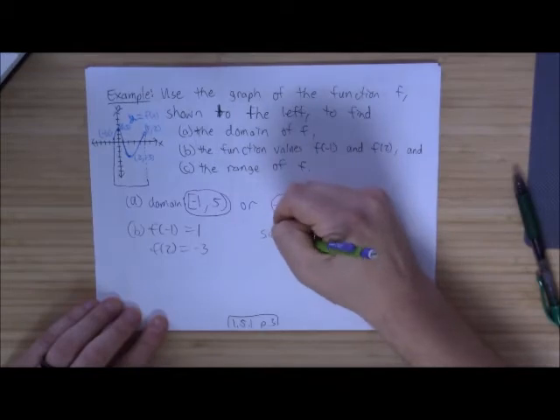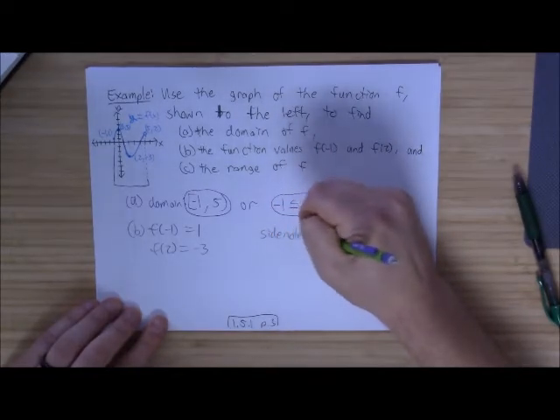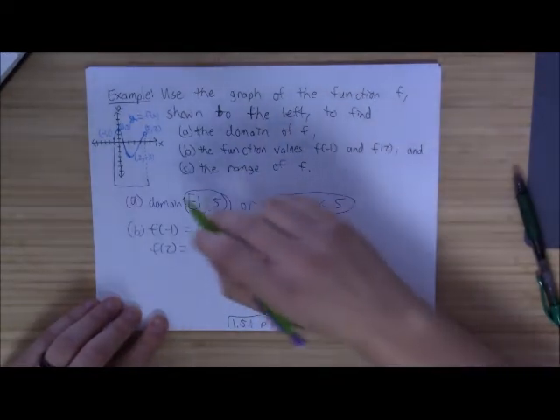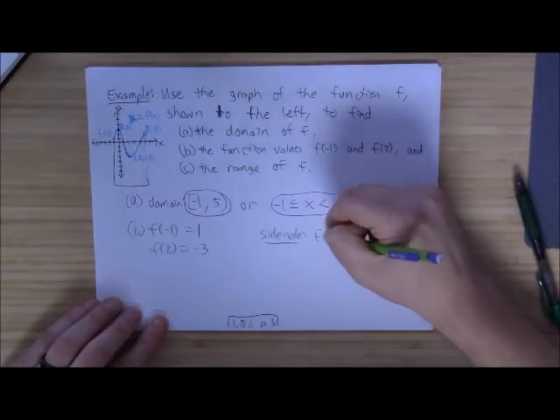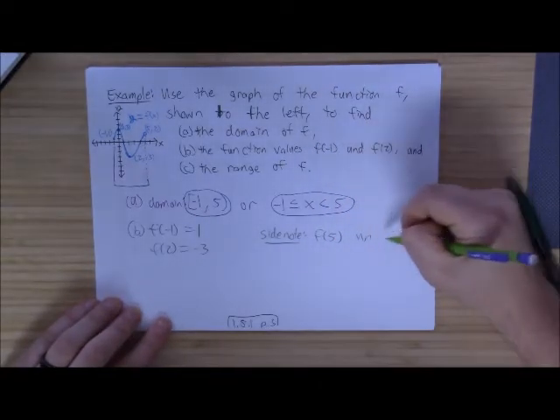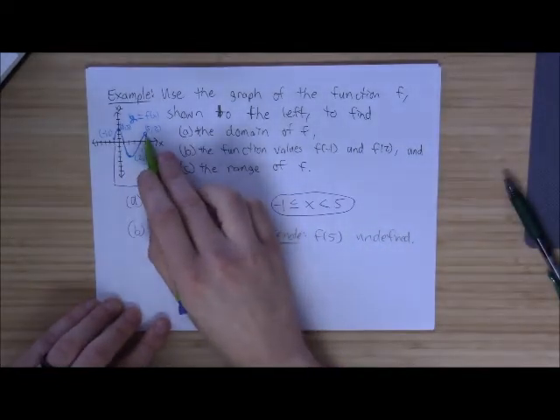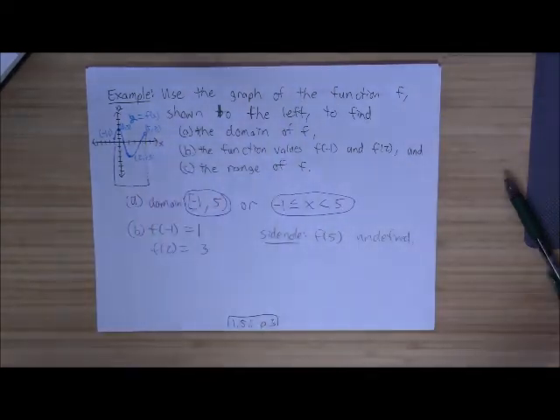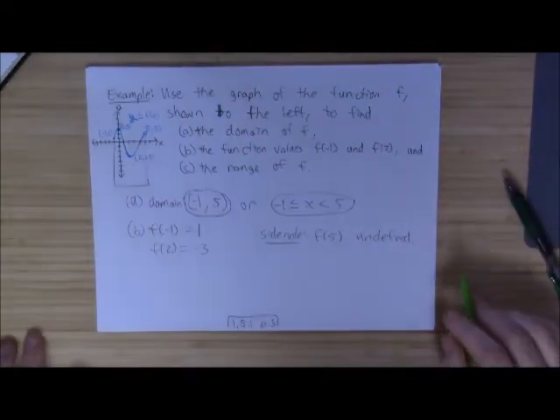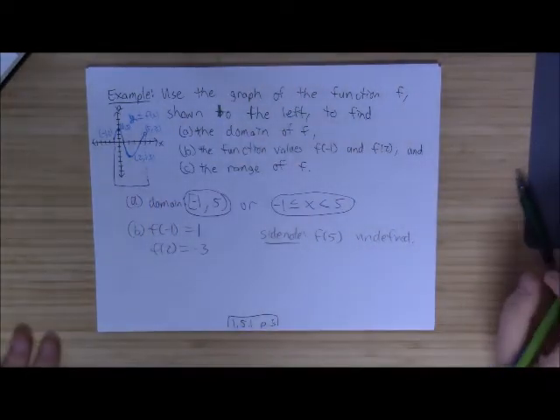Side note, an important thing to note here, which makes sense for the domain: if we tried to do f of 5, we would have that the function is undefined. Why? Well, because when we try to get at 5, when we try to get a y value back, we can't get there because there's a hole. Okay, we never quite reached that point.